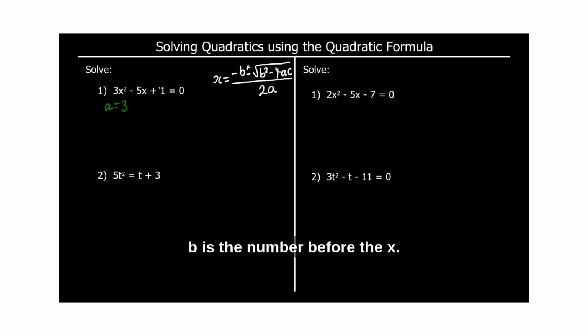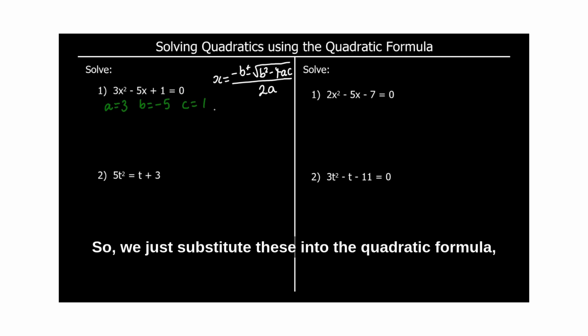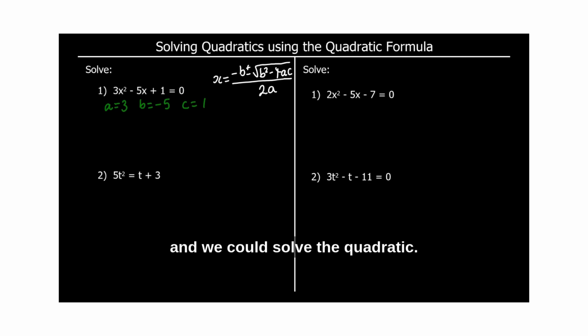b is the number before the x. So we've got negative 5 here. And c is what's left on the end, the number by itself, which is 1. So we just substitute these into the quadratic formula, and we could solve the quadratic.